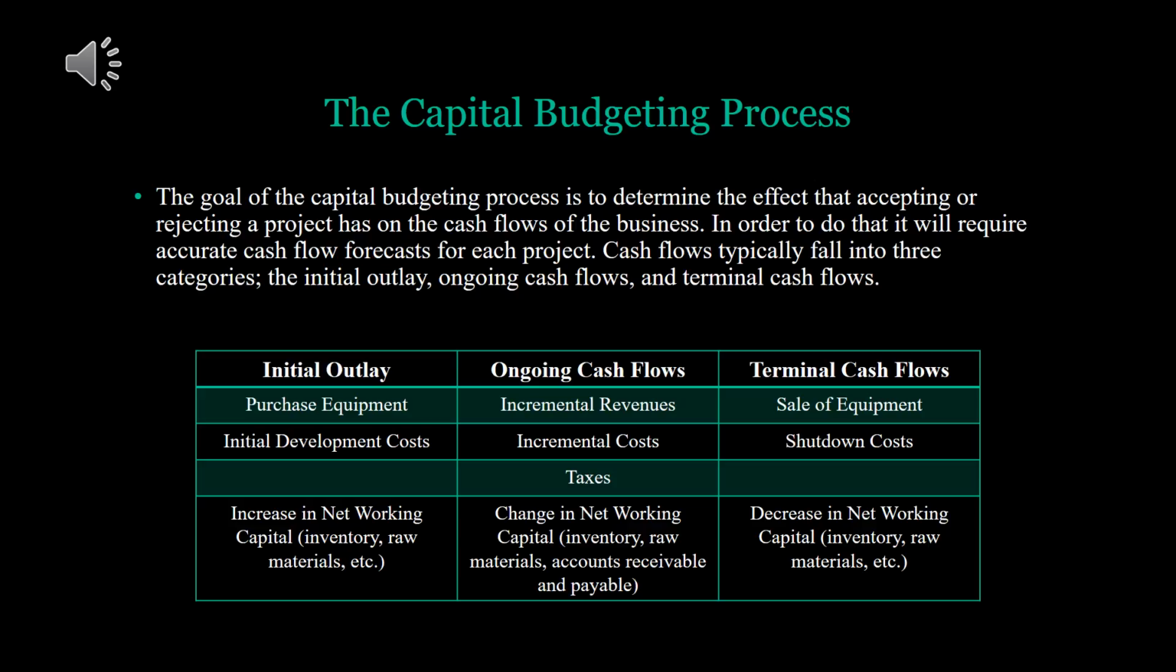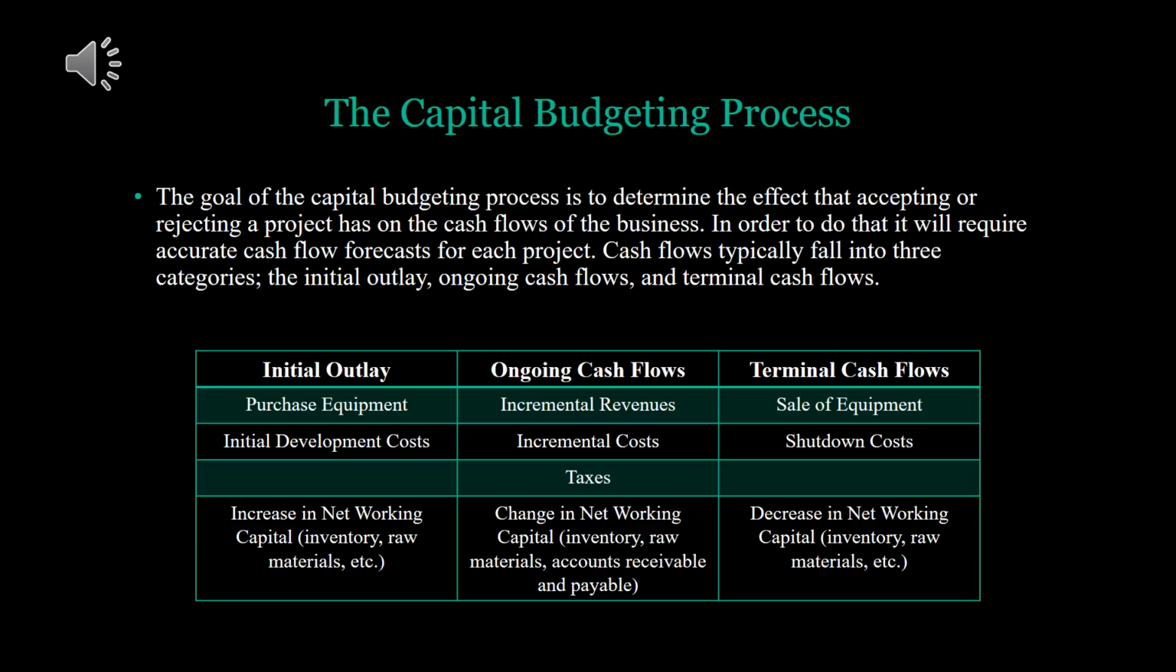The capital budgeting process. The goal of the capital budgeting process is to determine the effect that accepting or rejecting a project has on the cash flows of the business. In order to do that, it will require accurate cash flow forecasts for each project. Cash flows typically fall into three categories: the initial outlay, ongoing cash flows, and terminal cash flows.